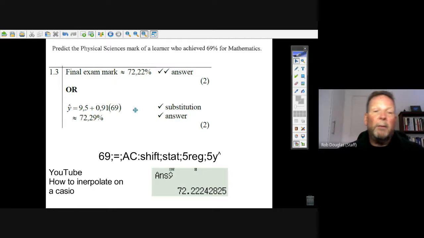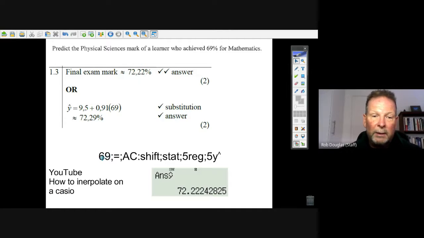Well, I looked in the memo, though, and they said you can get it this way, 72.22%, and it just said calculator. And I went, what the heck is that? Then I asked Google and YouTube, how do you interpolate, how do you predict on a Casio calculator? Somebody came on and showed me, and it was real easy.